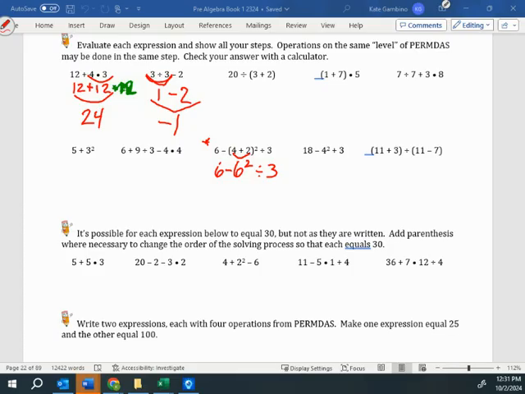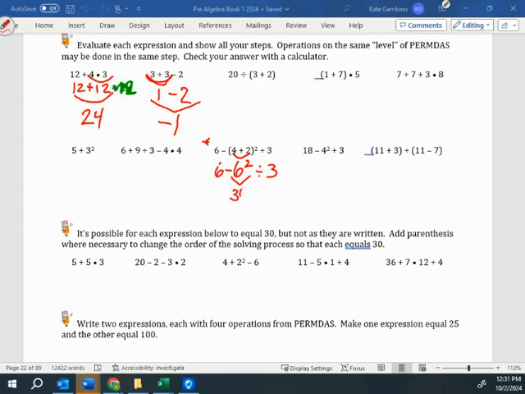Christina? The exponents. Exponents comes next. I've got exponents. I don't have any roots, no radicals, so I'm going to do 6 squared. What is 6 squared? Okay. How did you get that, Becca?